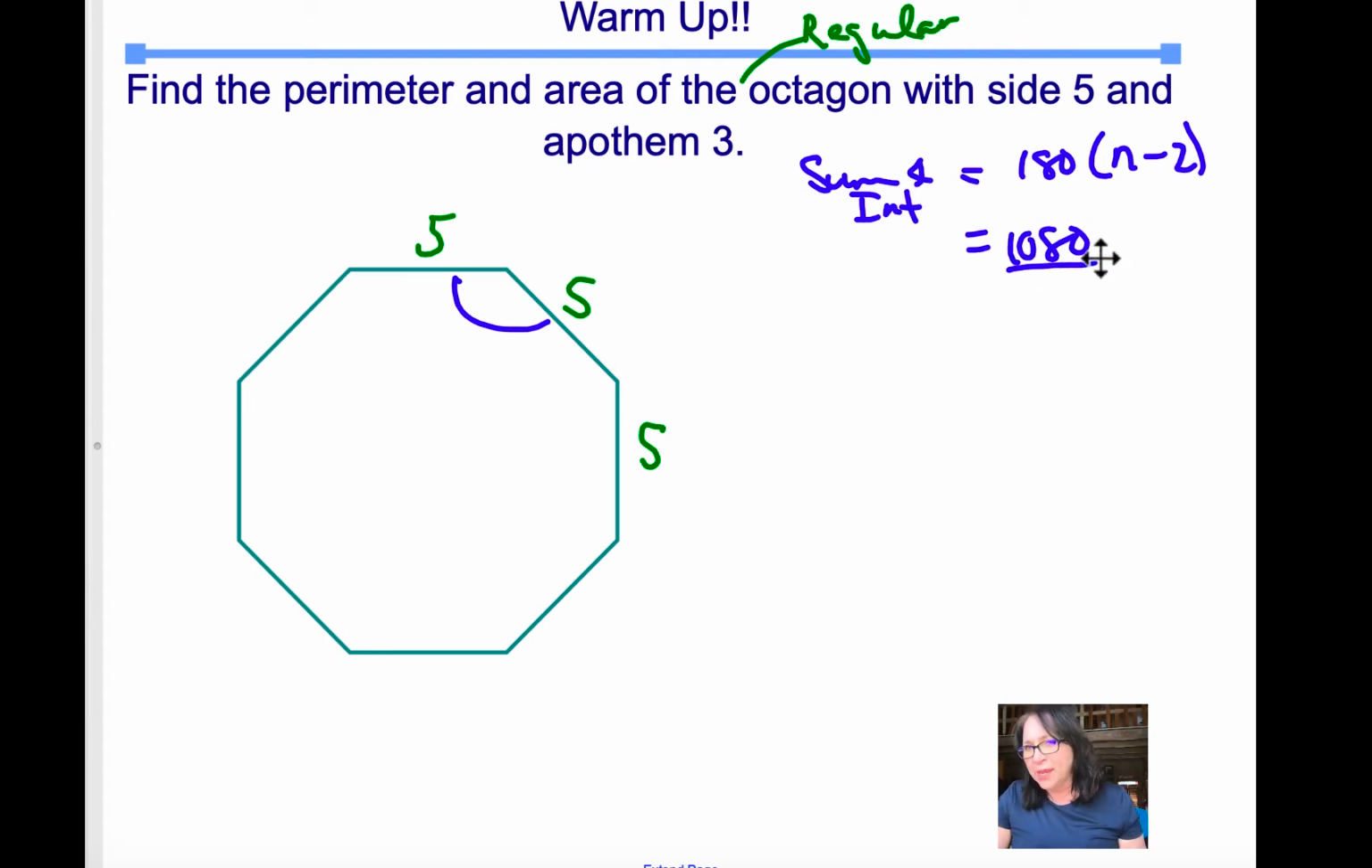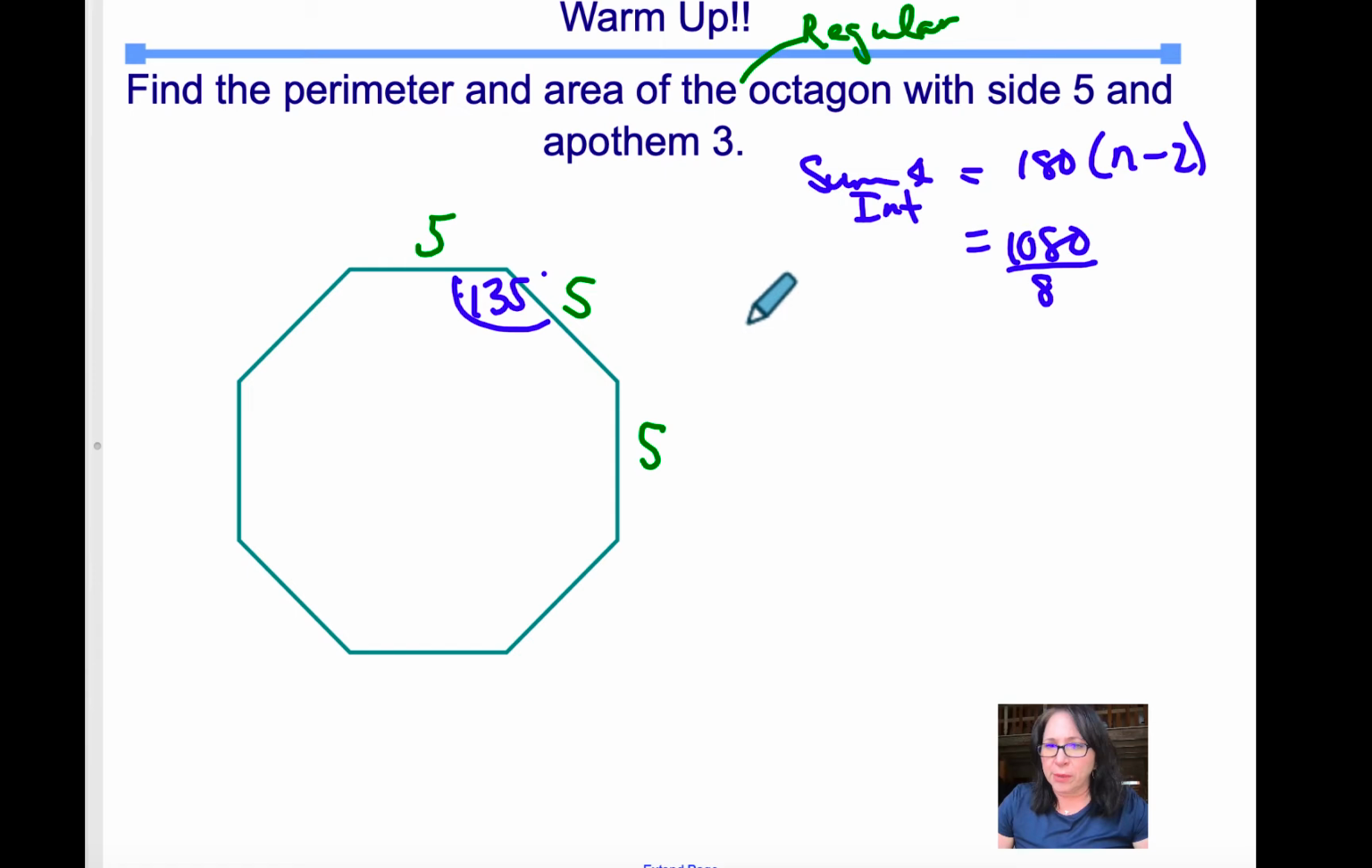If I want one angle, I am going to take that value and divide it by 8 because it has 8 sides. And what that gives me is 135 degrees as the measure of one interior angle. And so that being said, here's 135. We want to find the perimeter and the area.